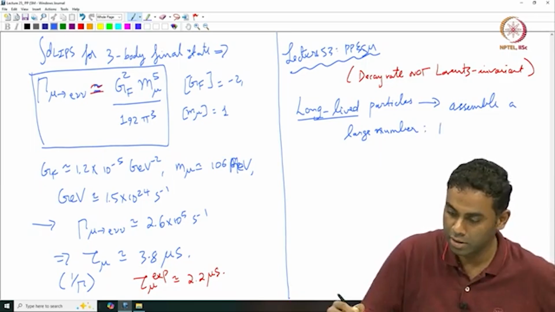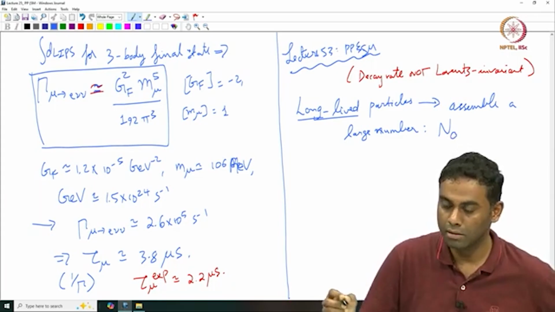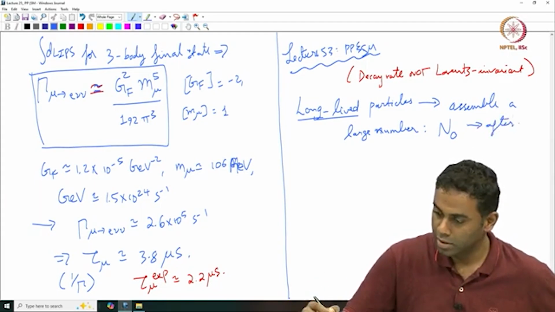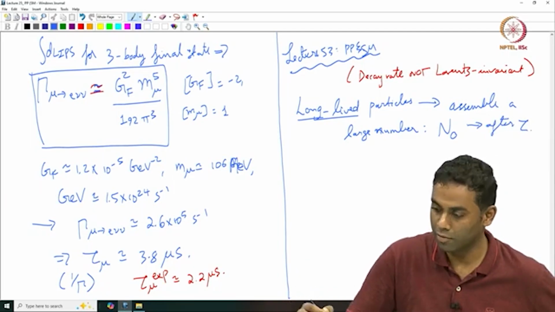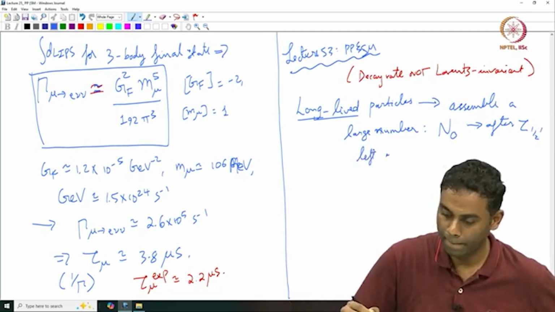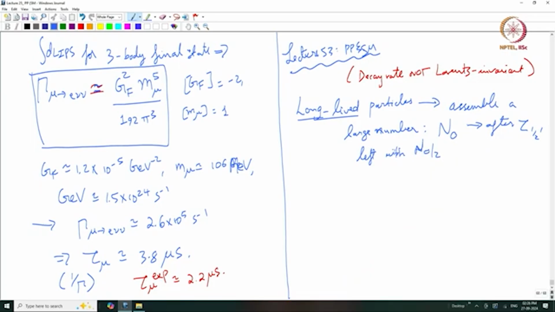If you started with some n0 number of particles, then after the decay lifetime or the half life, if you want, you are left with n0 divided by 2, right, because ultimately all of this comes down to an exponential depletion of the particle population. Remember all this from high school, correct?